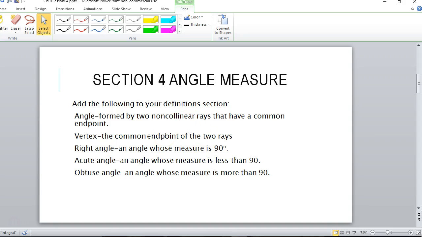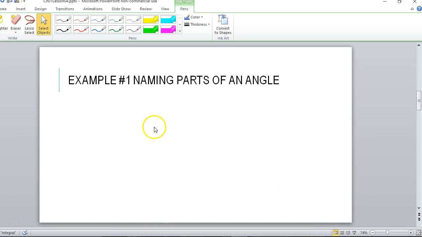You need to add the following terms to your definition section. Alright, so now that you've added those terms, let's go ahead and work example 1, naming parts of an angle. So if you'll go ahead and draw an angle with me here.